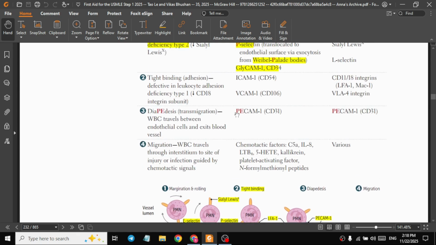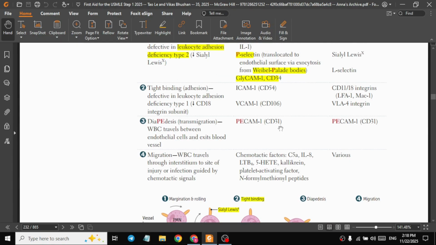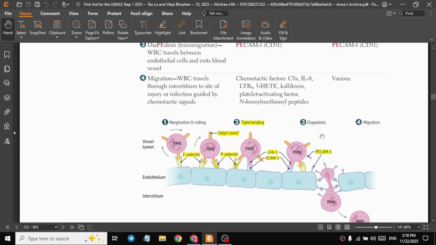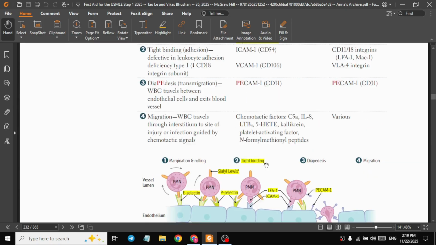These are handled by PECAM. PECAM has CD31, compare it to CD34. That's a common mental mistake that people make. So CD31 is the last thing that they're going to join, and both of them have the same sort of molecule. And once these are joining, they will basically allow these cells to go through.